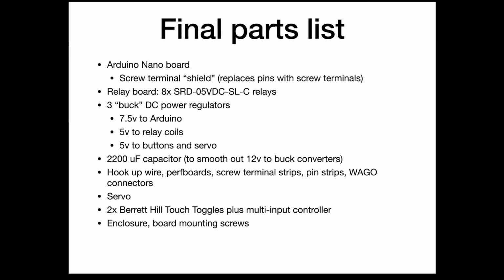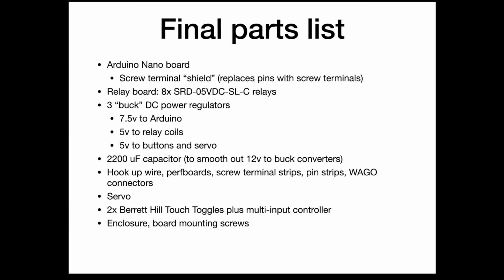I bought these little things called buck power regulators because I have a 12-volt bus for accessories throughout the layout. One of them produces 7.5 as input to the Arduino and lets the Arduino then scale it down to the 5 volts the Arduino wants. There's a second one that produces 5 volts to drive the relay coils. Because the relay coils take a fair amount of current, I don't want to overdrive the Arduino.